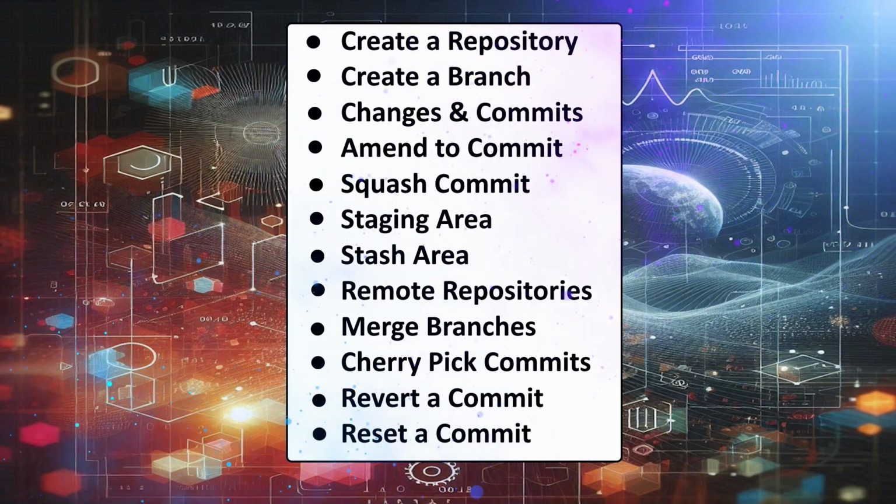We'll create a repository and a branch and make some changes and commit them to the repository. We'll amend a commit and combine commits by squashing them. Then we'll look at the staging and stash areas, what they are and how they're used.